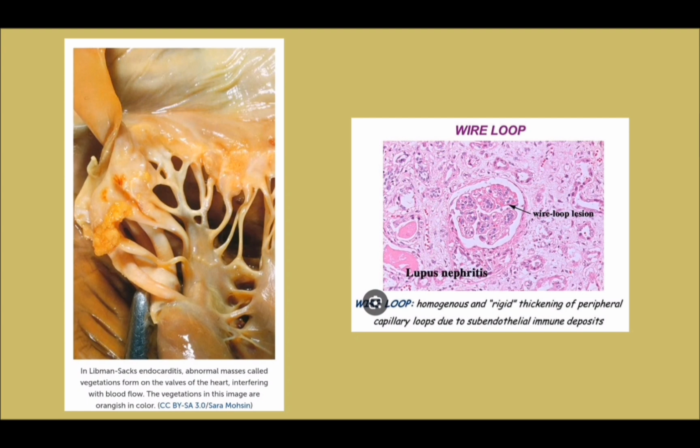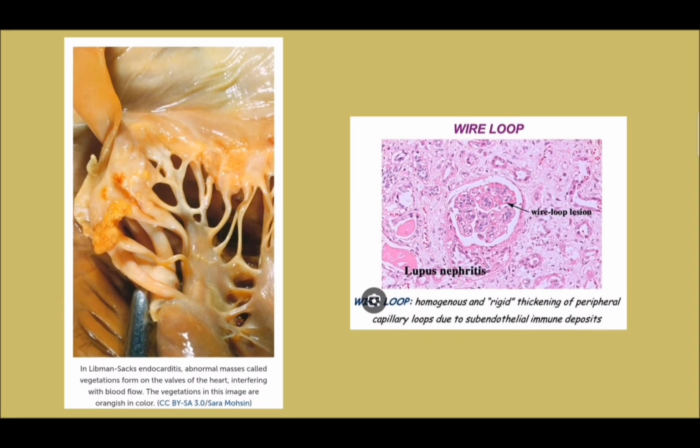Libman-Sacks endocarditis is a form of non-bacterial endocarditis seen in SLE. There are multiple small sterile vegetations on both sides of the valve leaflets. Usually the mitral valve is affected more. The vegetations are irregular, granular, and firmly attached. On the right side, you will see the wire loop lesions, that is, in lupus nephritis. Here the capillary walls appear thick, rigid, and eosinophilic. They resemble loops of wire under the light microscope.